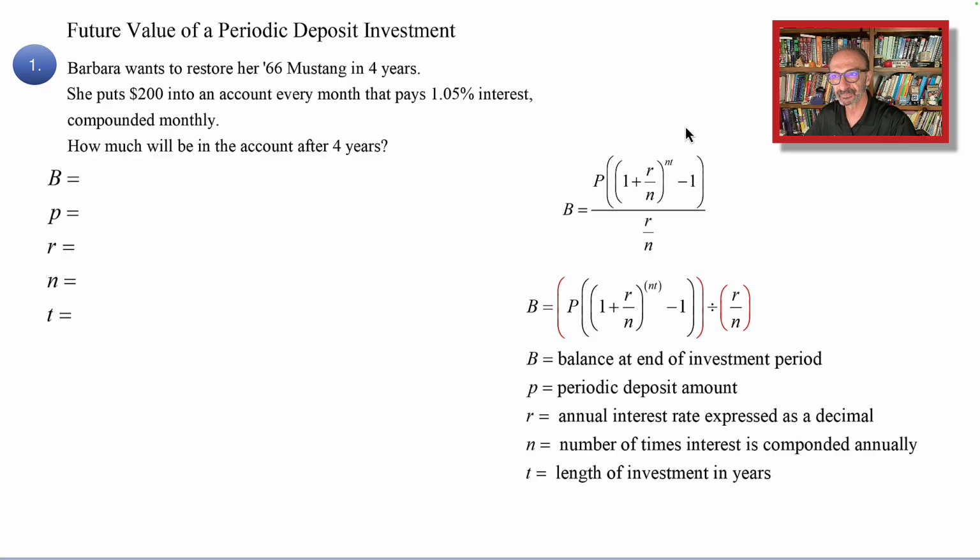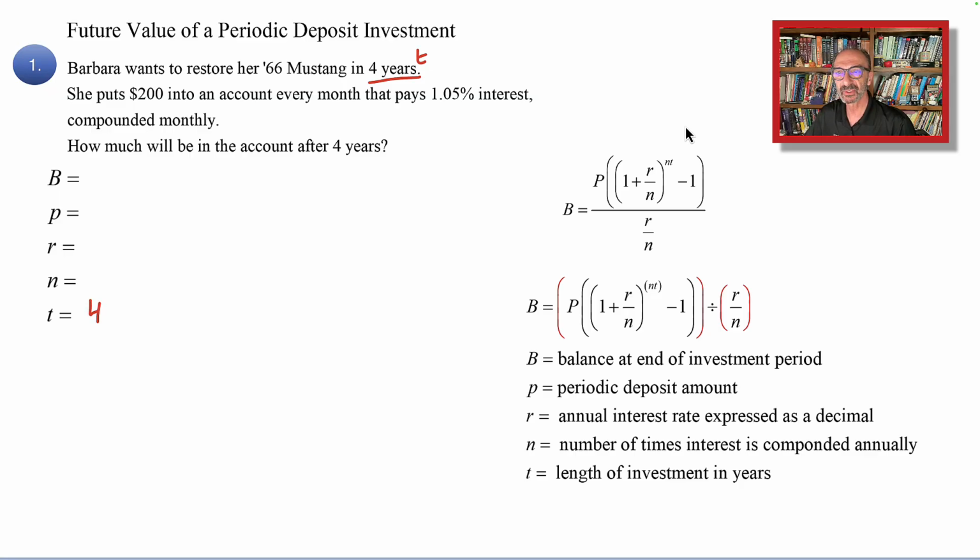Let's get started. Example number 1. Future value of a periodic deposit investment. Barbara wants to restore her 66 Mustang in 4 years. So we have 4 years, that's for T. Let's put it right here.